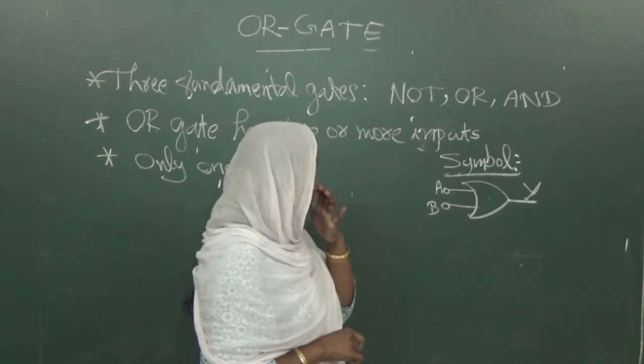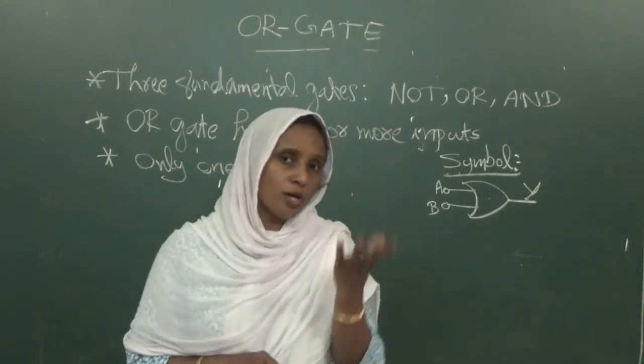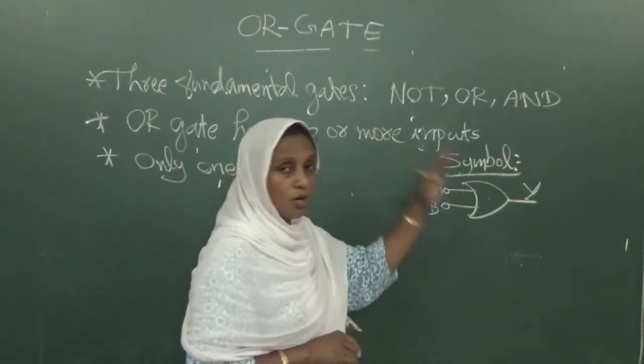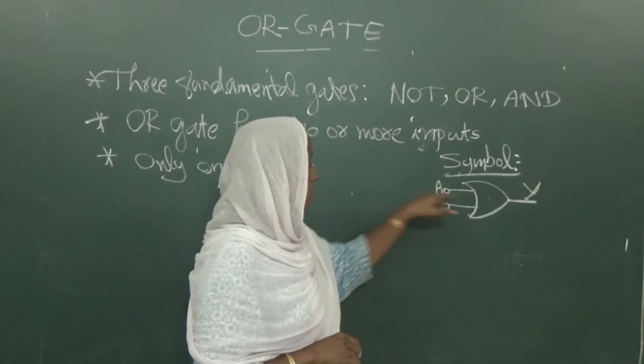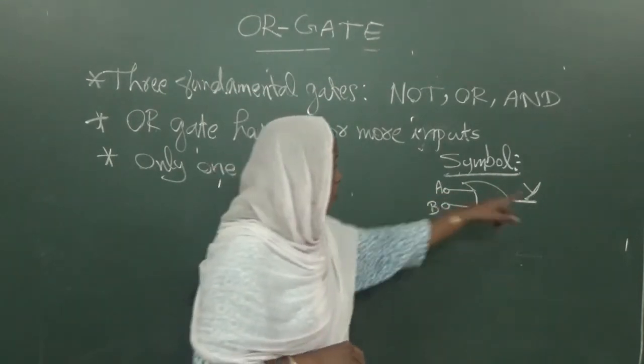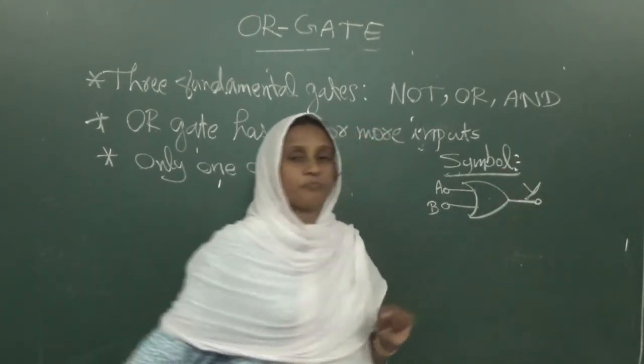Okay, so the OR gate has two or more inputs. Here we show only two inputs. If there are more inputs, you can draw more straight lines corresponding to the number of inputs. Okay, only one output. Output is represented by Y.